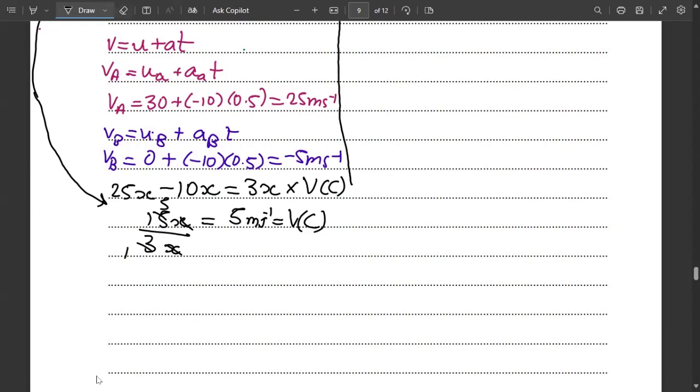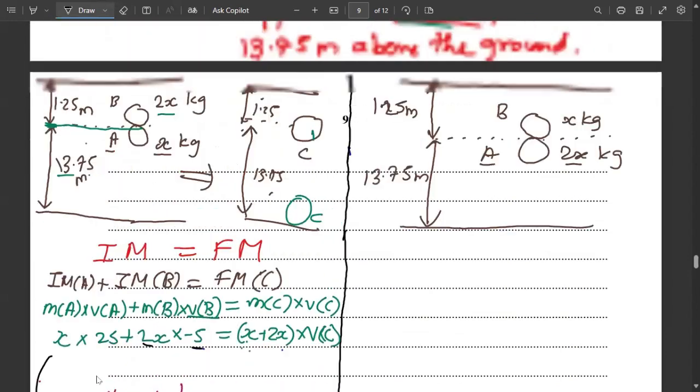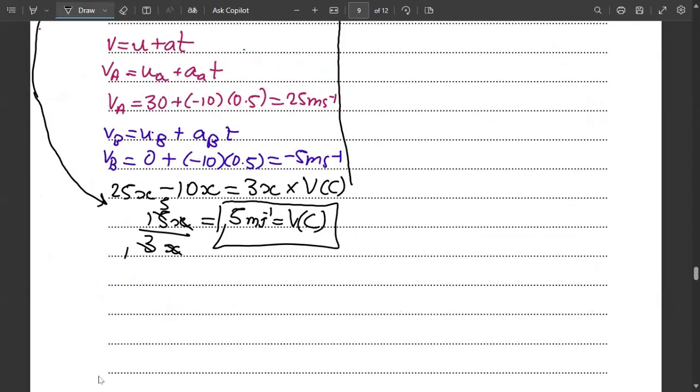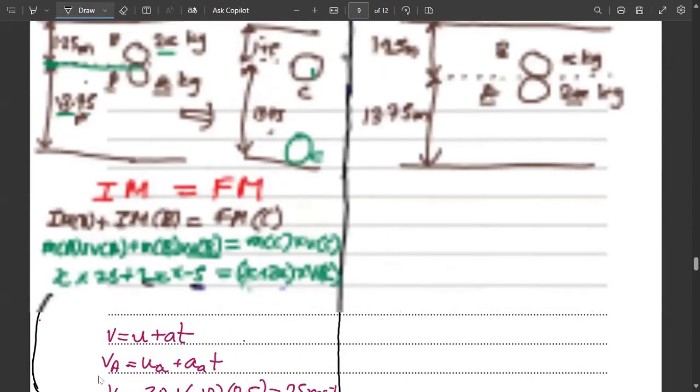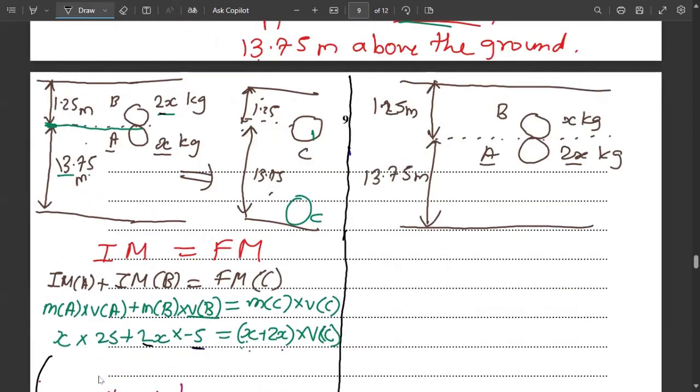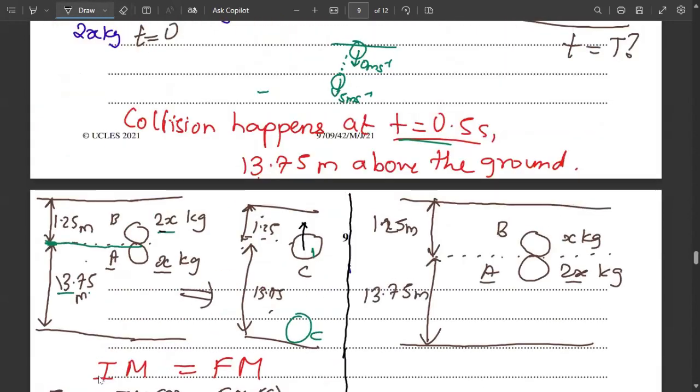So velocity of C is 5 meter per second. But this is one condition where B is 2 kg, B is 2x and A is x. And because we have got a positive answer, that means the direction of C will be up or down? Correct, up. Because up is positive, down is negative. Up is positive, so upside will be 5 meter per second.